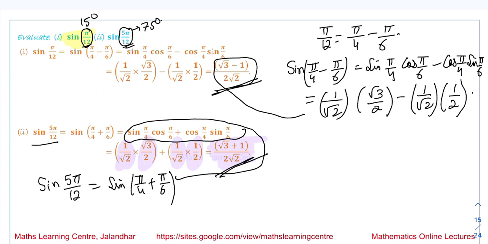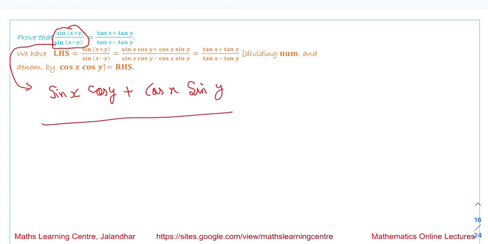Next, we have to prove that sine of x plus y over sine of x minus y is equal to tan of x plus tan of y over tan of x minus tan of y. If we look at this term and apply the formula for sine x plus y and sine x minus y to the numerator and denominator, we get sine x cos y plus cos x sine y divided by sine x cos y minus cos x sine y.